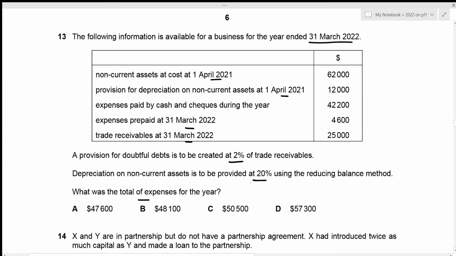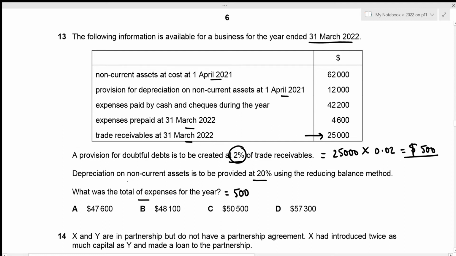Okay, so the very first expense would be provision for doubtful debts. Let's figure it out. That is just going to be 2% of trade receivables, and we are given the trade receivables value to be 25,000. So that is going to be 25,000 times 2%, which is 0.02. This gives our provision for doubtful debts to have the value of 500. And remember that provision for doubtful debts is also an expense. So let's add it here.